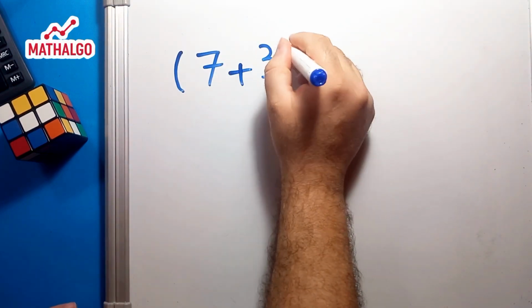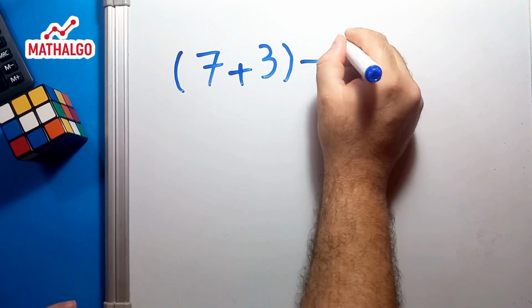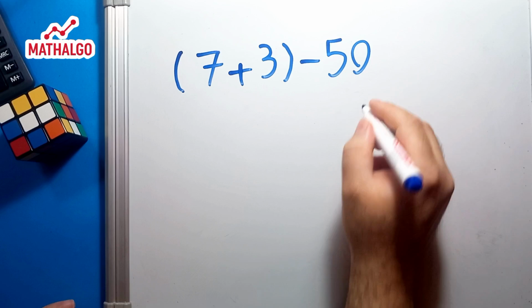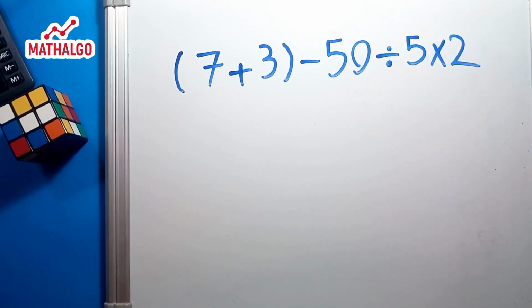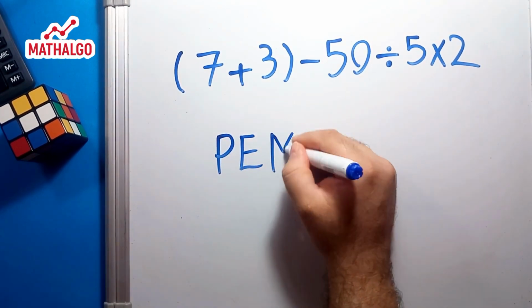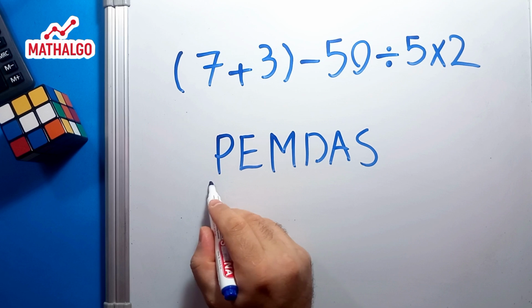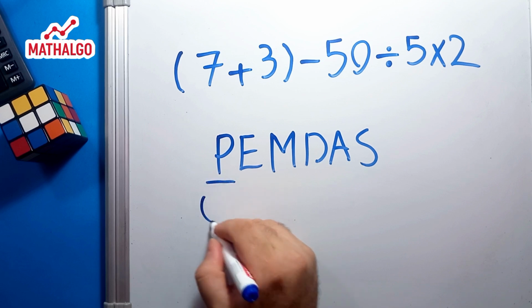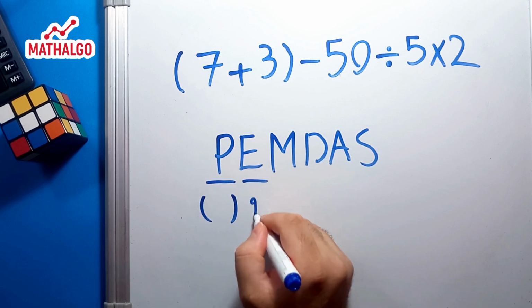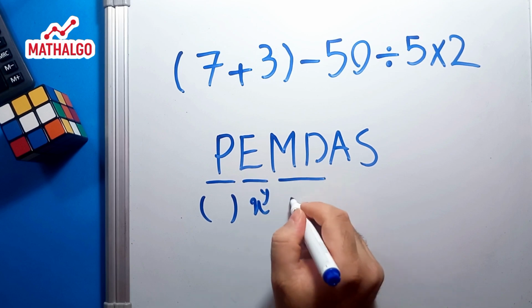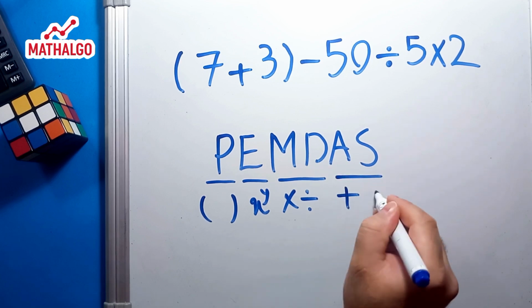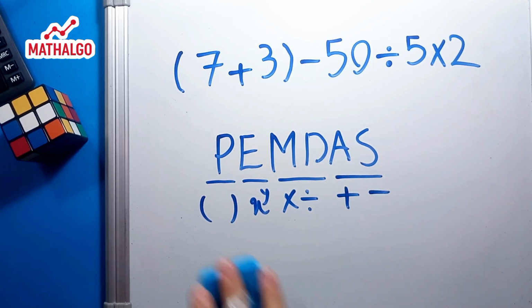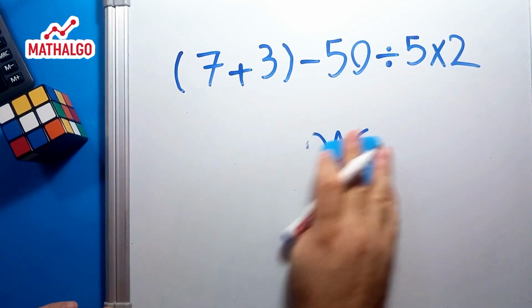7 plus 3 minus 50 divided by 5 times 2. Now, before jumping straight to the answer, let's remember PEMDAS. PEMDAS stands for parentheses, exponents, multiplication and division from left to right, addition and subtraction from left to right. That's the order we follow to avoid mistakes.